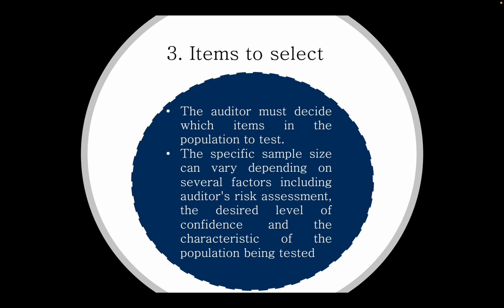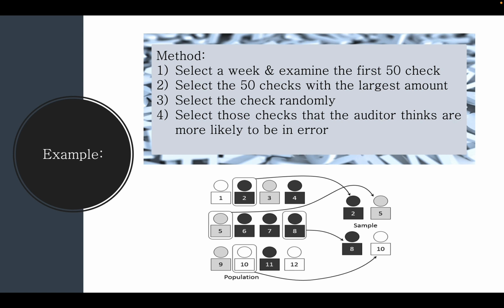However, in practice, auditors often use statistical sampling techniques to determine the appropriate sample size based on the above factors. For example, random sampling, systematic sampling, and cluster sampling. This can be demonstrated by these methods.